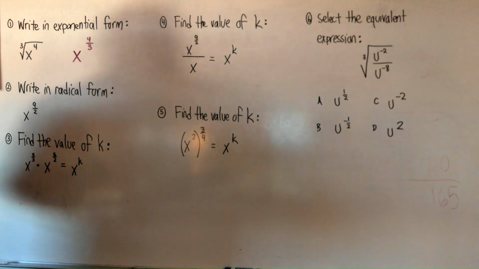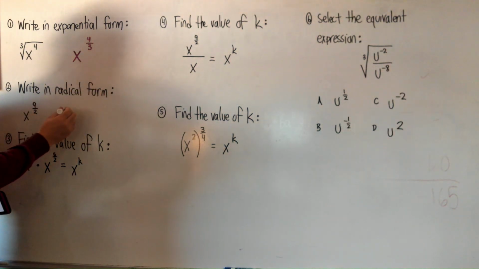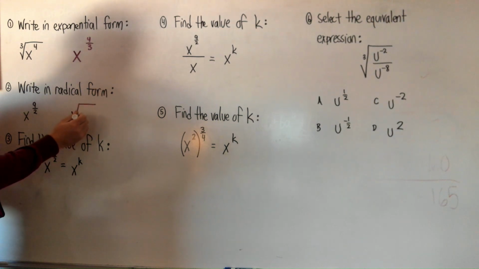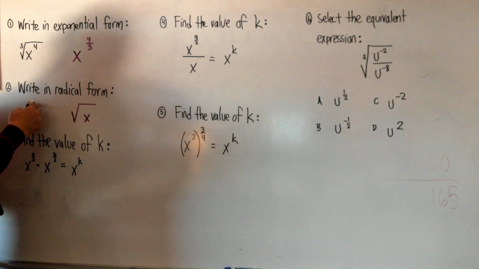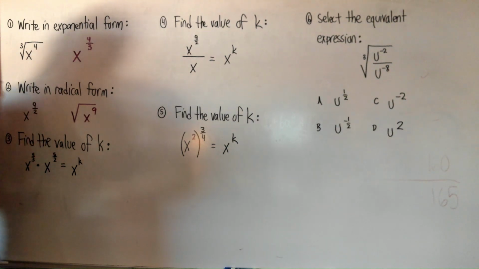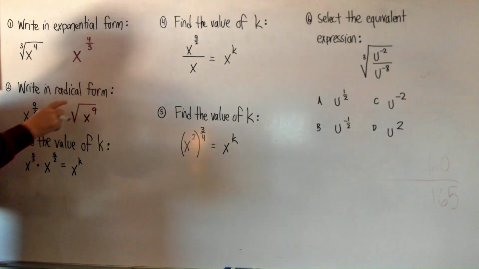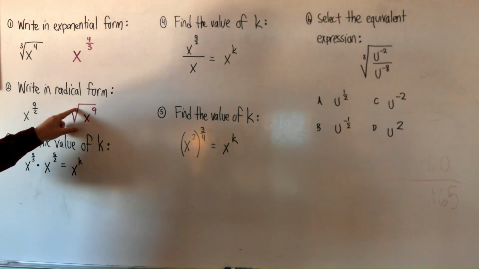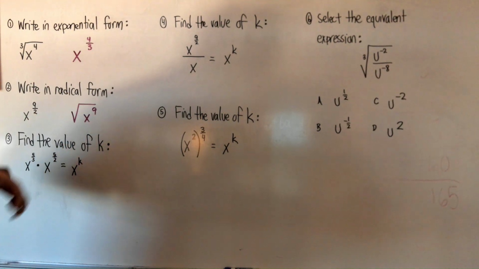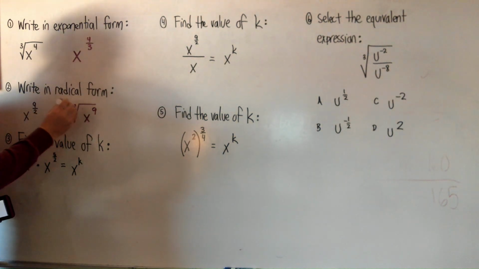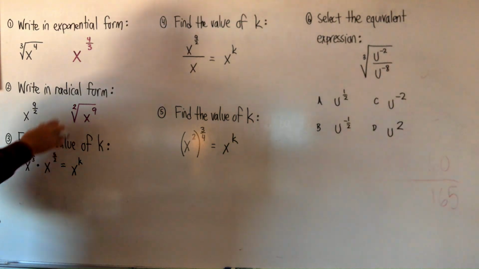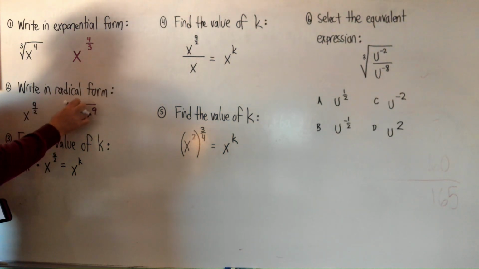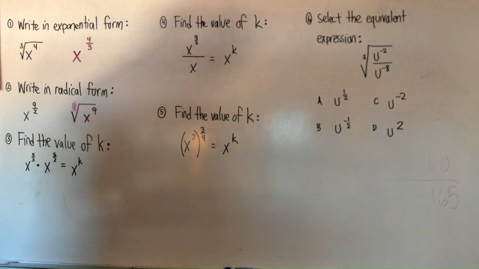Number two wants us to go the other way, write in radical form. So we're going to write a radical, we're going to put an x. The numerator goes inside, the denominator goes outside. Now, if this is a 2, we don't have to write that. A square root has a secret 2 there. We don't have to write it if it's a 2. So because there's a 2 there, I don't have to write that. It's not wrong if you write it right there, but I'm not going to write it. And now it looks worse than it did.